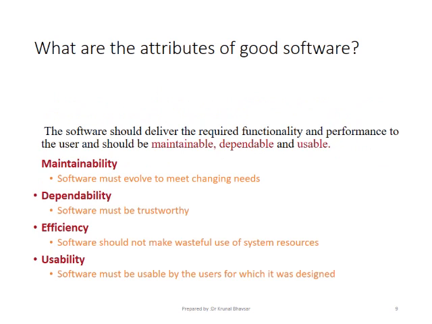What are the attributes of good software? The software should deliver the required functionality and performance to the user and should be maintainable, dependable, and usable. Now let us talk about maintainability. Software must evolve to meet changing needs. That means it is the upgradation part of maintenance. Dependability: software must be trustworthy. It is trust-oriented software.